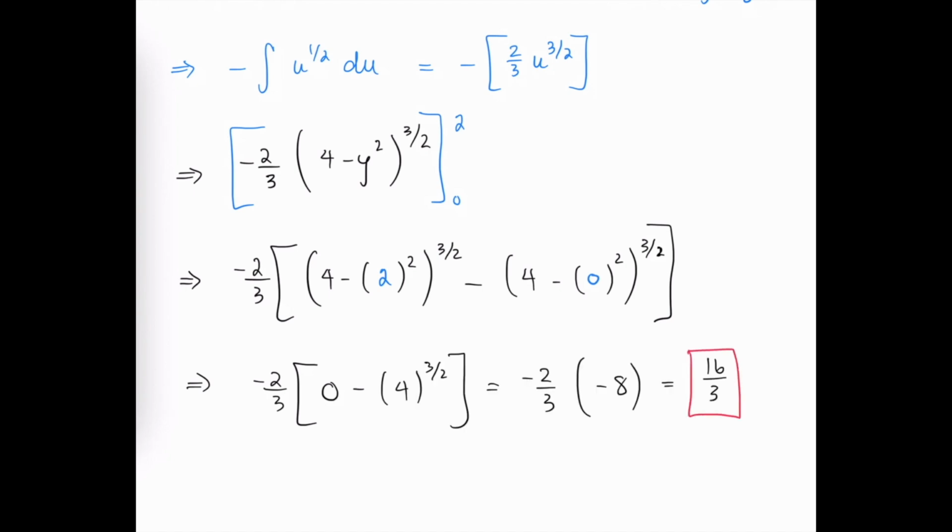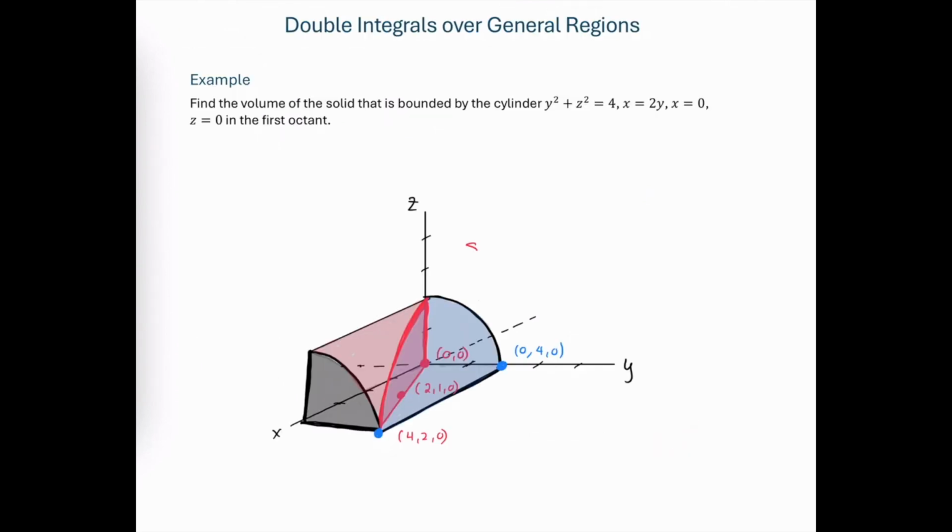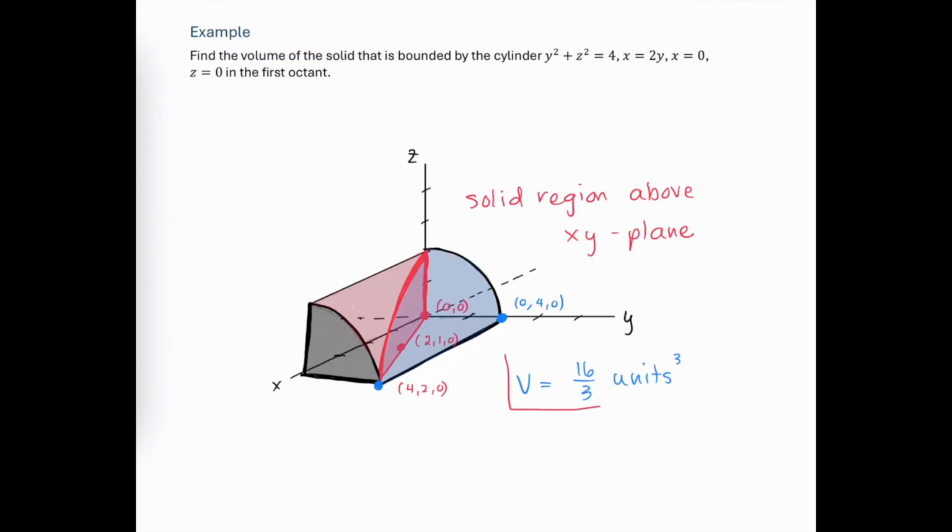and this all simplifies down to being positive 16/3. Now let's notice that this volume turned out to be a positive number, which should be the case because the solid region whose volume we were after is entirely above the xy plane. And again, the volume of this region was 16/3 units cubed.